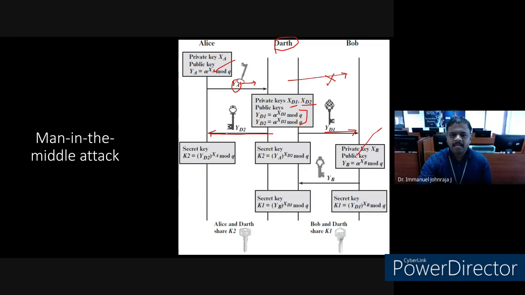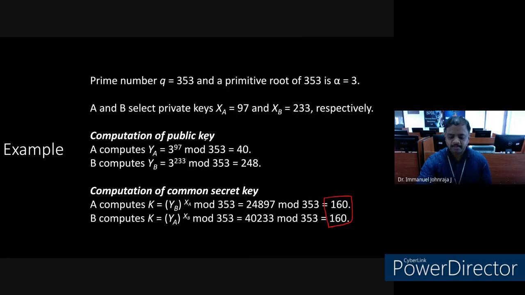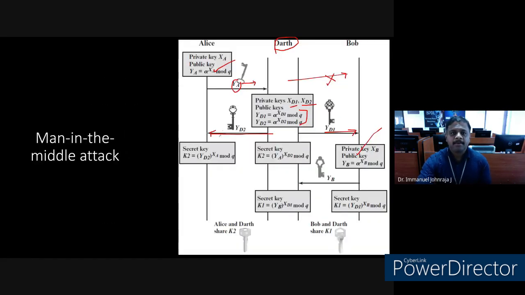Let's look at what happens. Alice calculates the secret key. How is she creating the secret key? Earlier it was YB power XA mod Q. Here it is YD2 power XA mod Q. And Bob does the same thing, YD1 power XB mod Q. And look at Darth, what he's doing. He has calculated two secret keys.